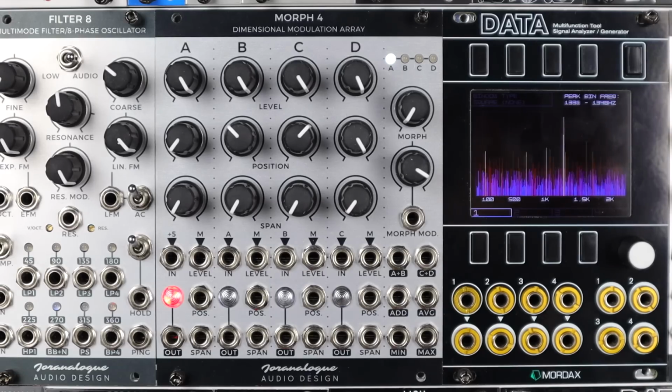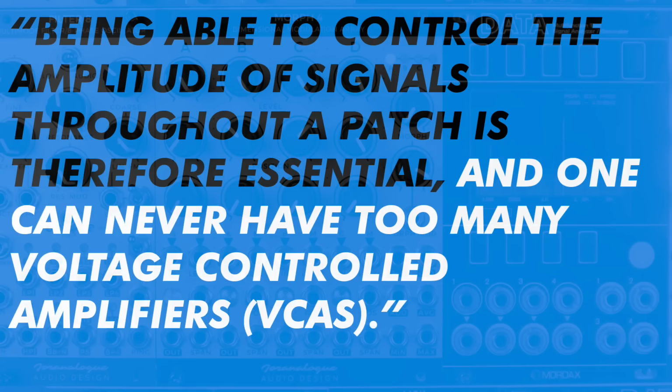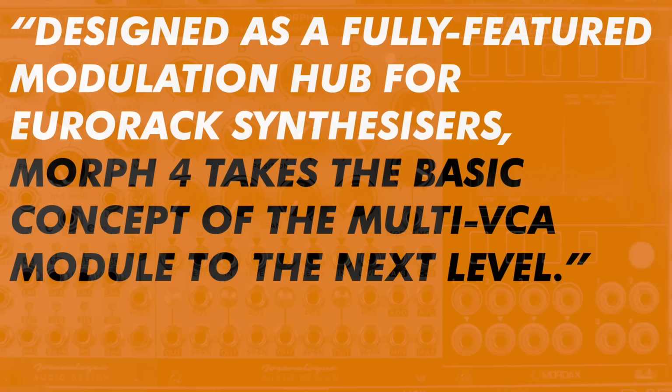I'll start by quoting the manual, which states, "Modulation is a core concept of modular synthesis, parameters changing over time, adding movement and musical interest to what would otherwise be merely static sounds. Being able to control the amplitude of signals throughout a patch is therefore essential, and one can never have too many voltage-controlled amplifiers. Designed as a fully featured modulation hub for Eurorack synthesizers, Morph 4 takes the basic concept of the multi-VCA module to the next level."